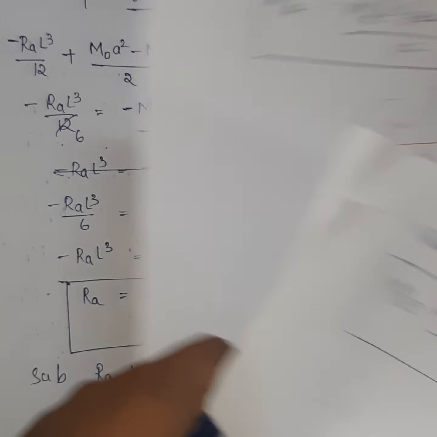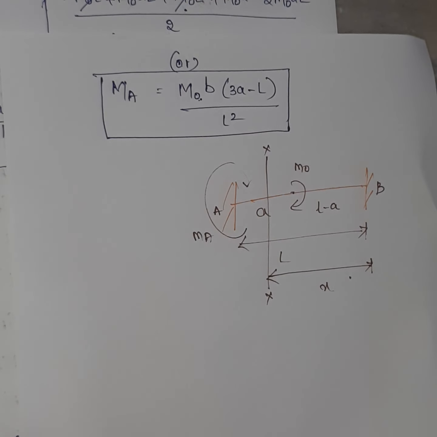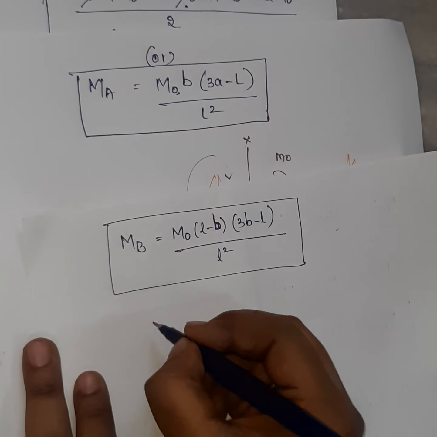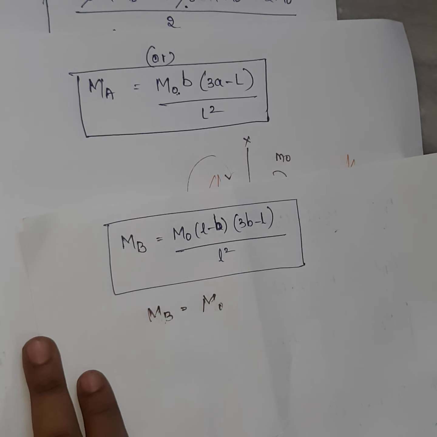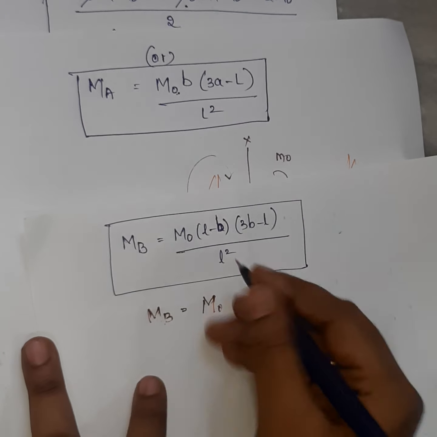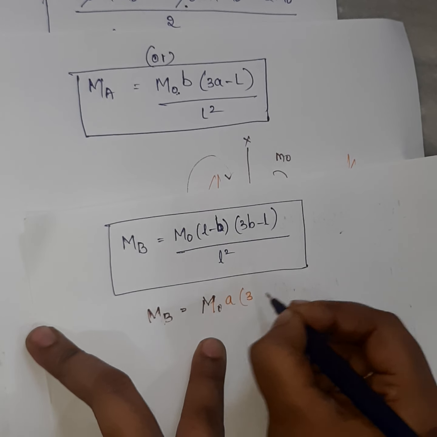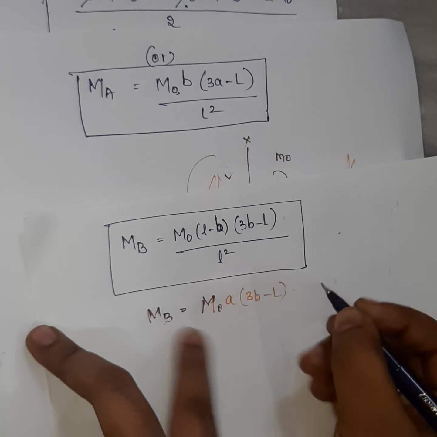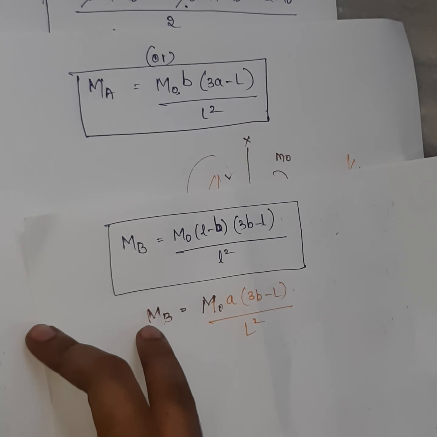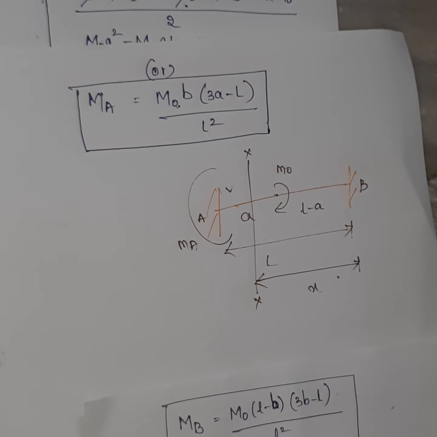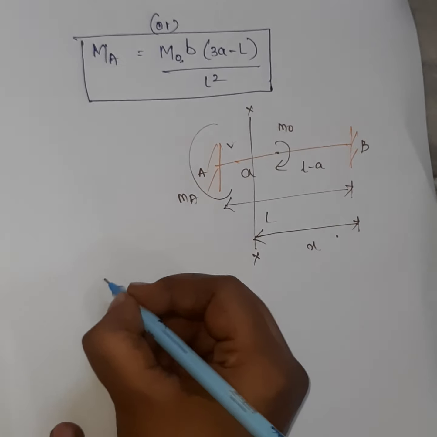So here what you have got, I am writing like this. This is the equation for MB. You can write MB is equal to M naught, L minus b is nothing but a, so a into (3b minus L) by L square. This is the equation you have got. So I am writing like this.